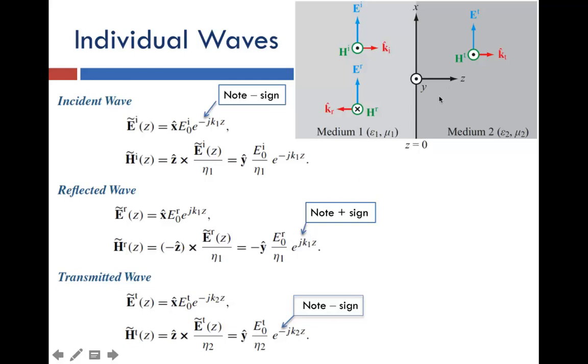And finally, the transmitted wave. The difference there is we're in medium 2, so you notice we now have a k2. The E has a superscript of t for transmitted. In the cross product to obtain H, we're now dividing by eta 2, the impedance of material 2. And then the direction of propagation is in the positive direction, so it's a minus j, k is k2, and z is still the direction of propagation. So we can get all of these expressions for incident, reflected, and transmitted waves.